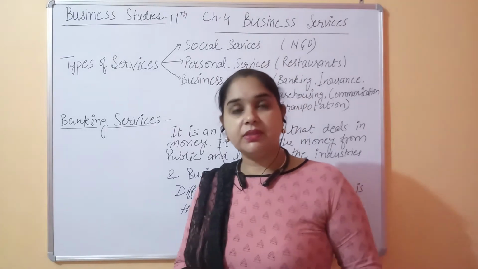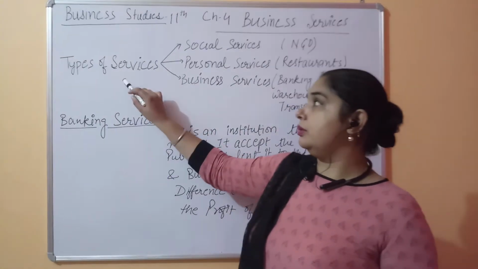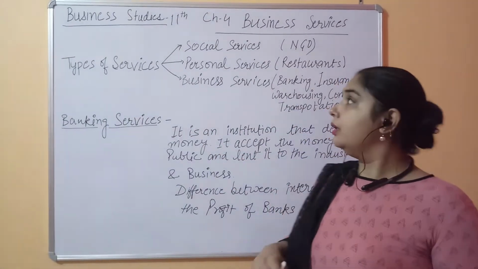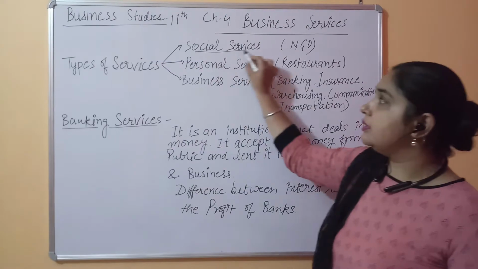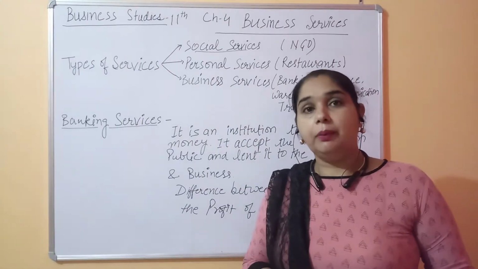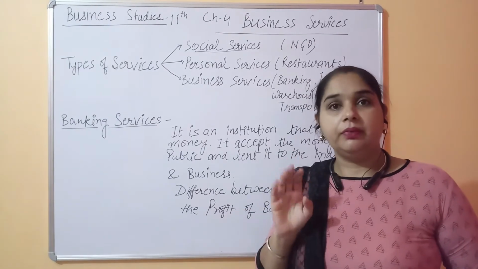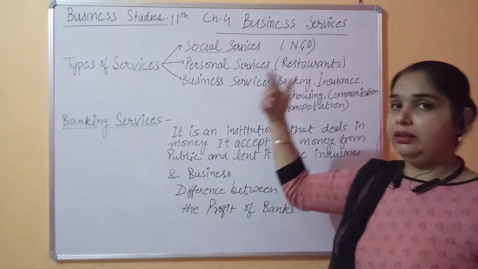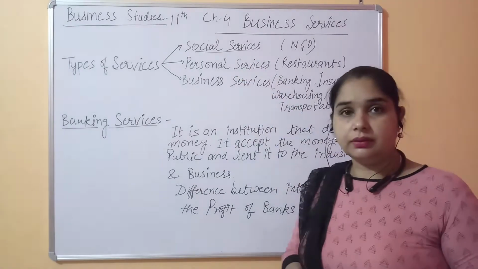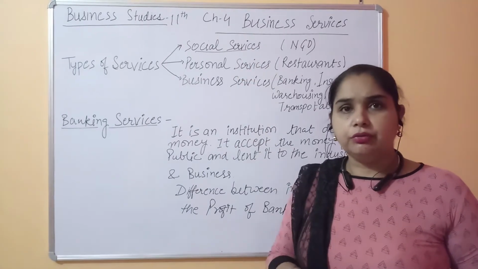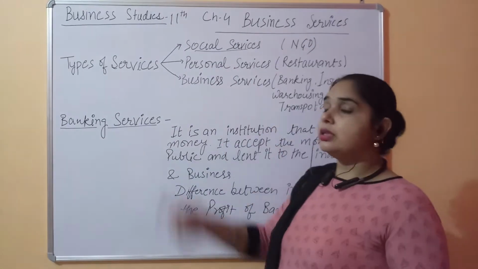Hello students, in today's business studies class we are going to discuss chapter number 4, business services, and today's topic is types of services. We have basically three types of services. First one is the social services, the services that we provide for the uplifting of the society. These are totally voluntary, we do them of our own will. The example is NGOs that are running in the country, so they come under the social services. Other activities that the government is doing for the welfare of the society are all known as social services.